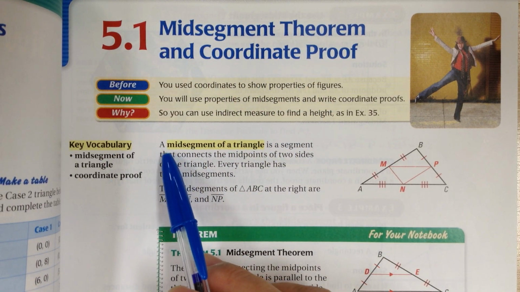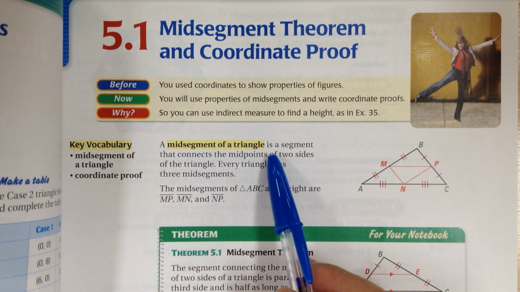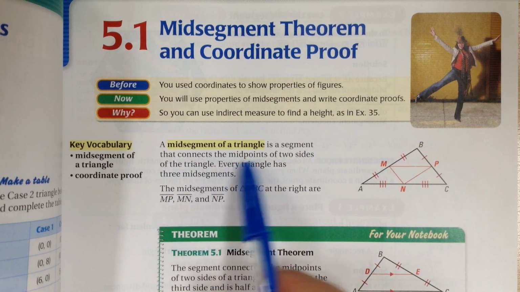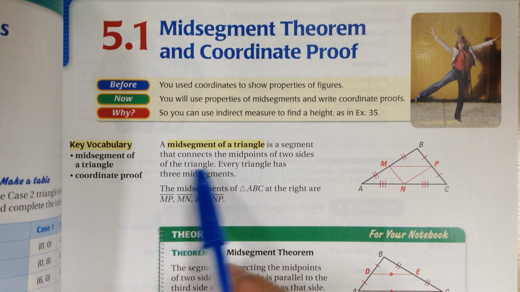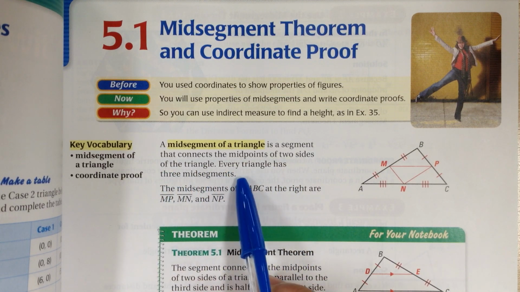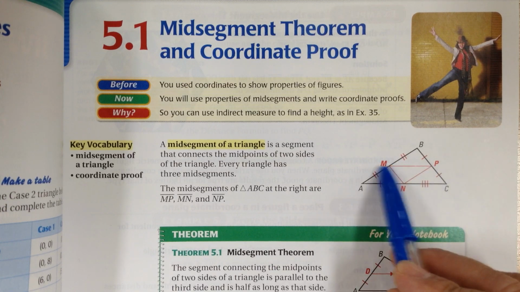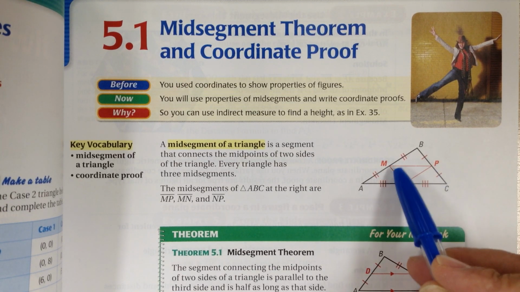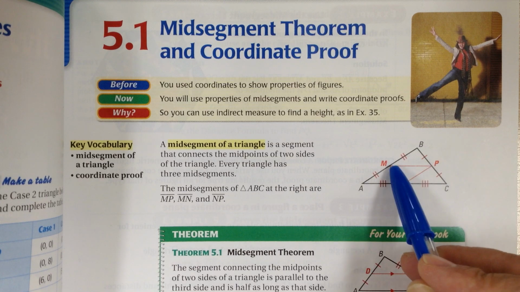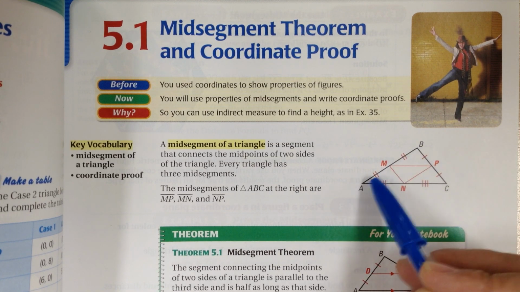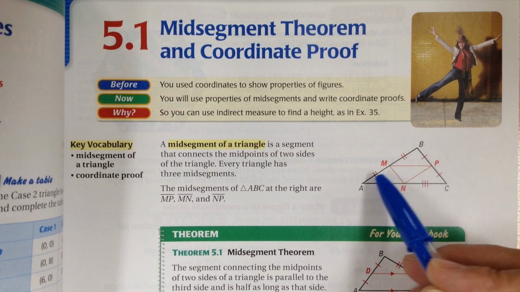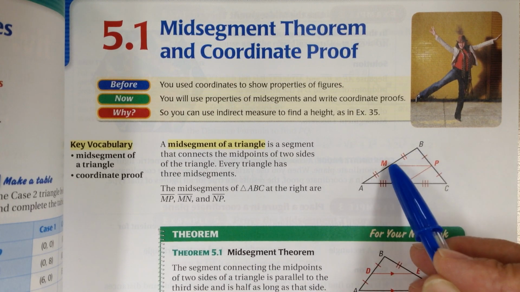Okay, over here it says a midsegment of a triangle is a segment that connects the midpoints of two sides of the triangle. Every triangle has three midsegments. So an example would be this one over here, MP would be the midsegment because it joins the midpoints. Now, how do you know these are midpoints? Because of the markings. See the markings over here? It tells you that these two segments have the same length. Therefore, this is the midpoint.